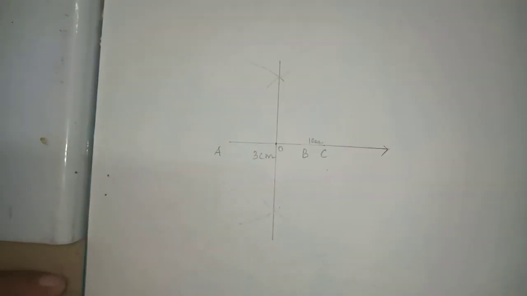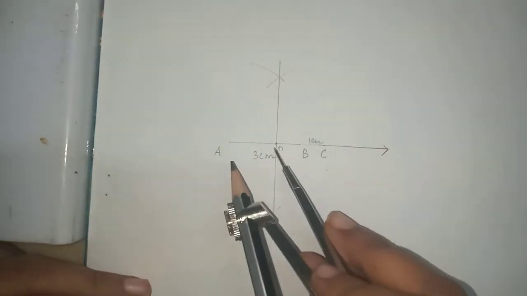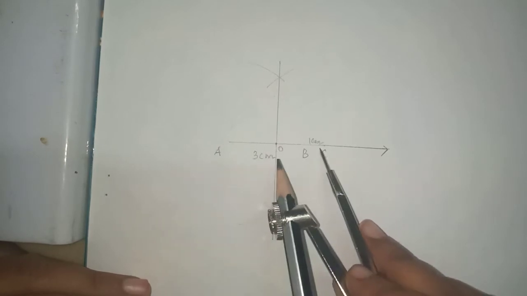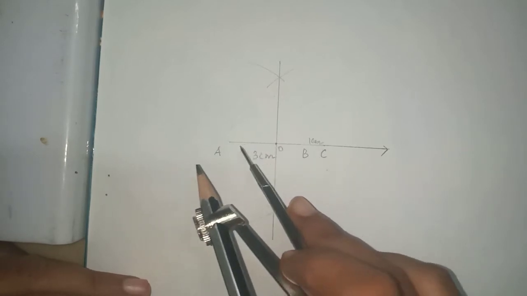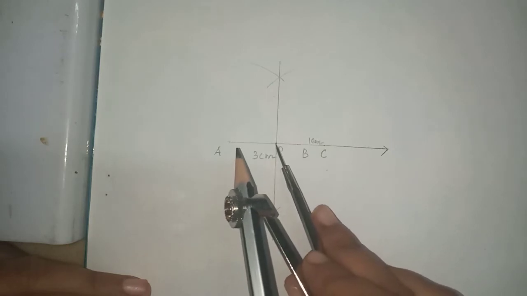Next step is with O as center. With O as center and OA and OC as radius, you have to draw a semicircle from the center O.